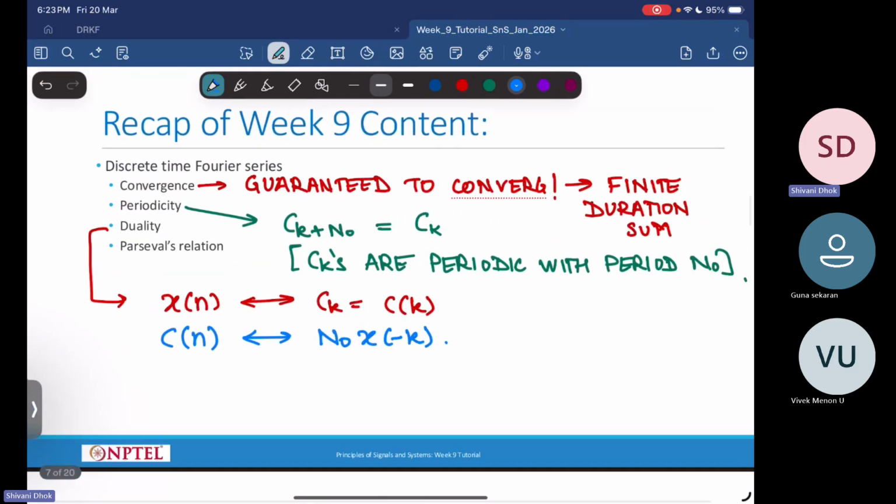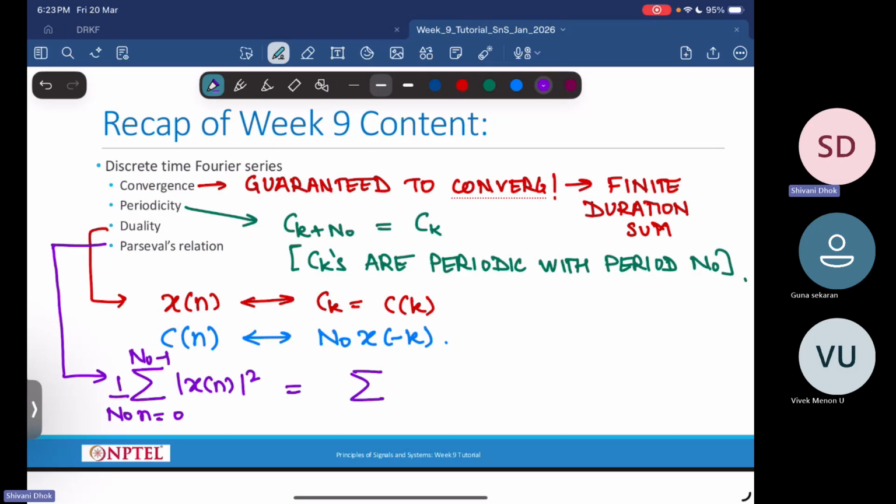And finally, we looked at another important property, which is Parseval's relation. Parseval's relation basically gives you the preservation of power when you change the domain from time to frequency. So what does it say? If x of n has Fourier series coefficients ck, then 1 by n naught summation n running from 0 to n naught minus 1 magnitude of x of n squared is exactly equal to summation k running from 0 to n naught minus 1 magnitude of ck squared.